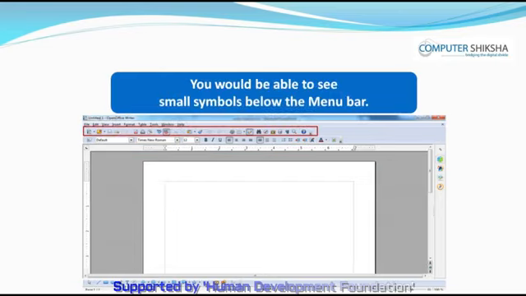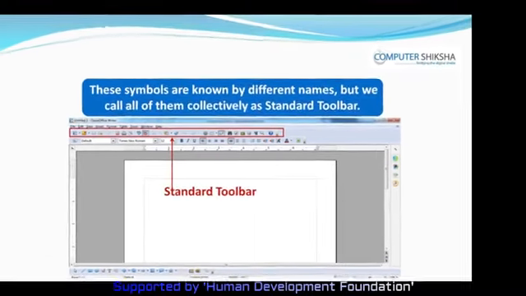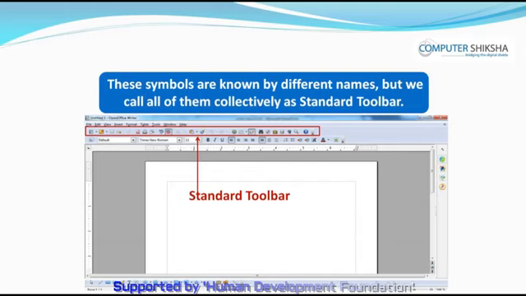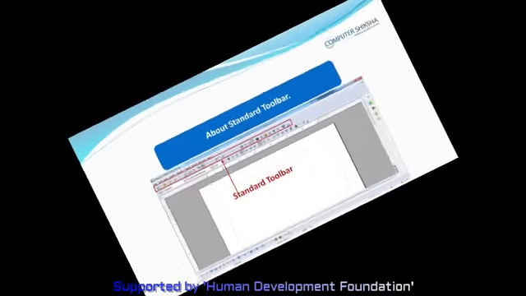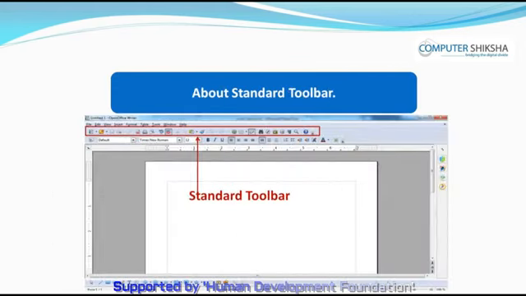You would be able to see small pictures below the menu bar. These symbols are known by different names, but we call all of them collectively as standard toolbar. Do you know what is a standard toolbar? Standard toolbar is a shortcut method by which a user, as per his requirements, can modify it himself, and you can use those options directly from there.